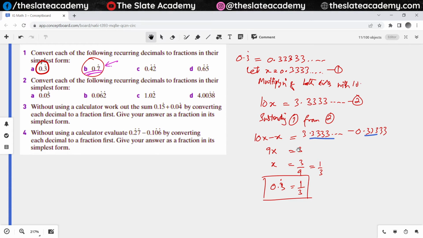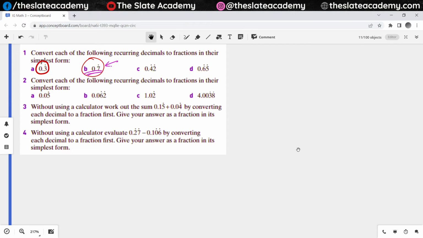So first of all, we have to know what this 0.4 recurring and 2 recurring is. So it would be 0.42, 42, 42, 42, and onwards, right? And now we'll suppose that this is equal to x. So Miss Aisha, as she said, instead of multiplying with 10, we'd be multiplying with 100. Please go ahead and solve it and let me know your answers.